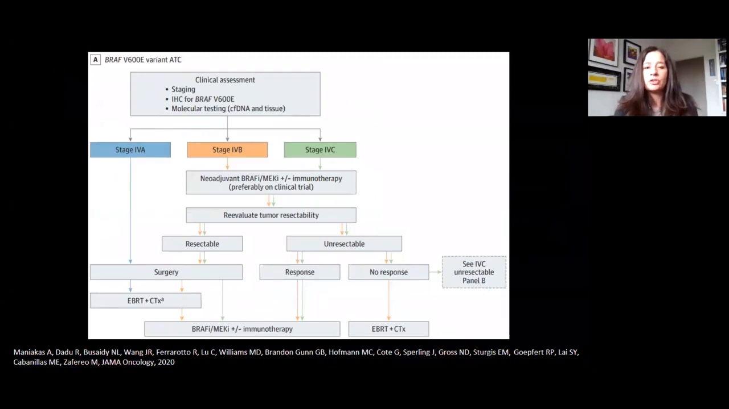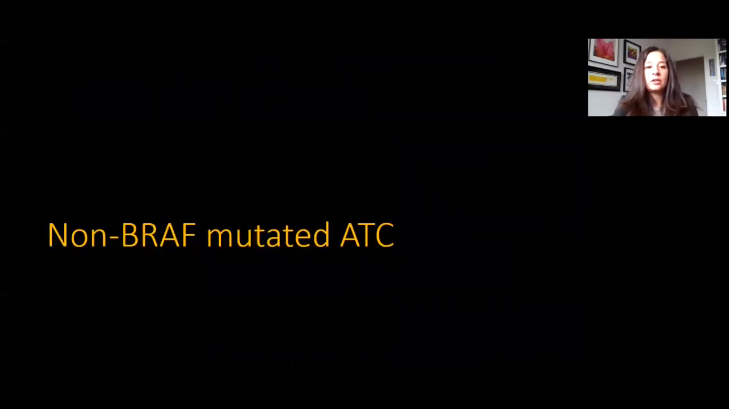And this is our algorithm, which I'm not going to go through, but I show it to you because you can look it up in JAMA Oncology. It was published this year. And this is how we manage BRAF mutated anaplastic thyroid cancer at MD Anderson. So if you want to, discuss it with your physician, it's there.